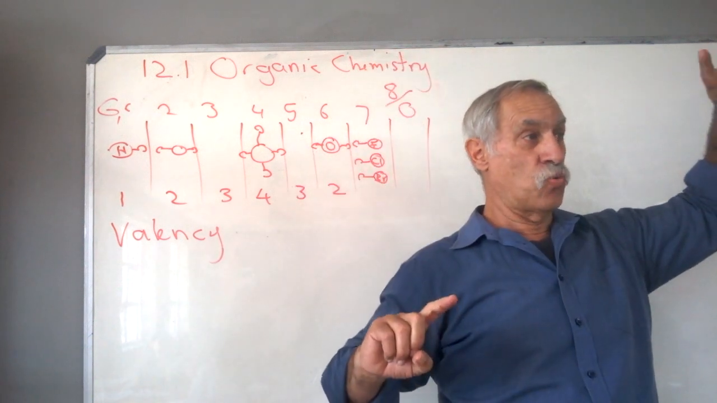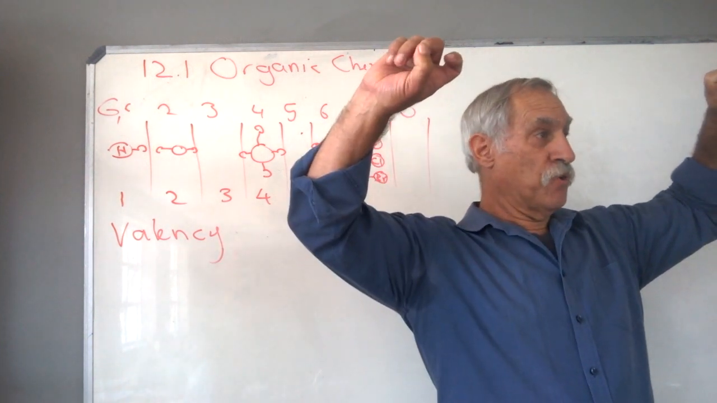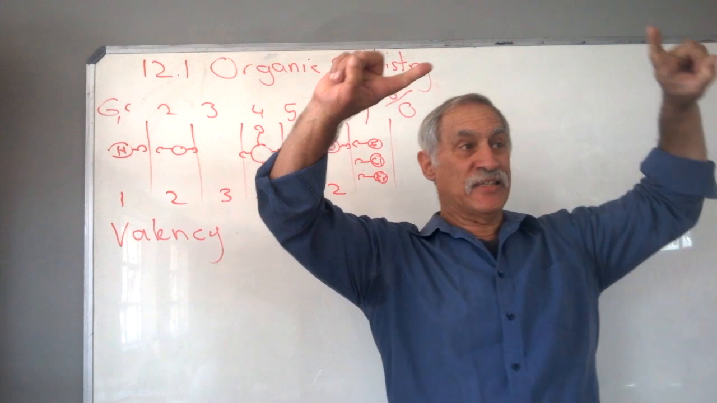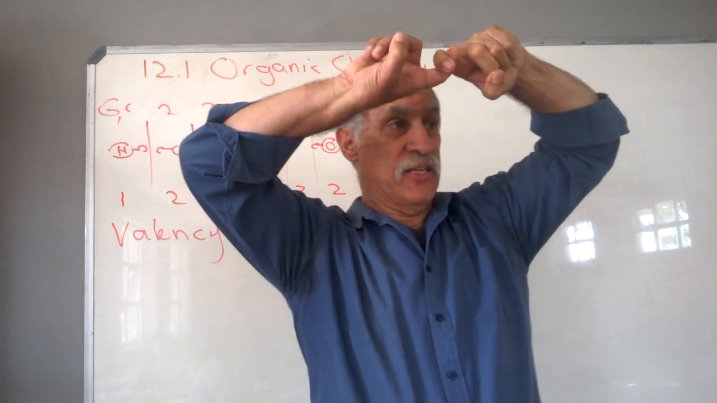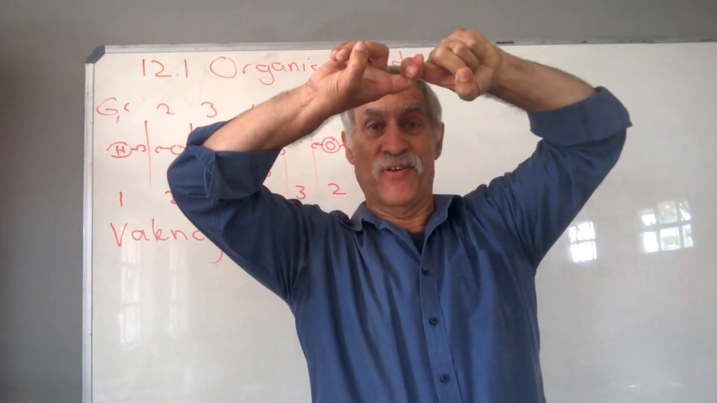So hydrogen's got 1, fluorine's got 1. Let's link the two together and we get HF. Make sense?